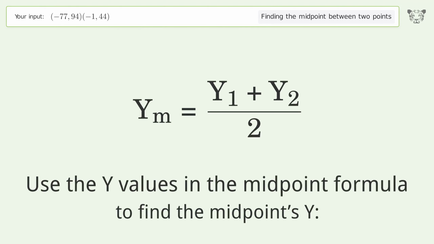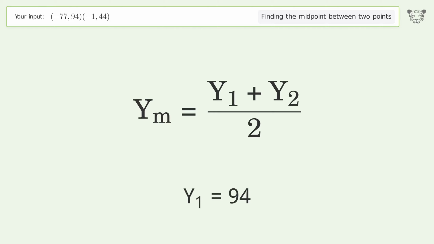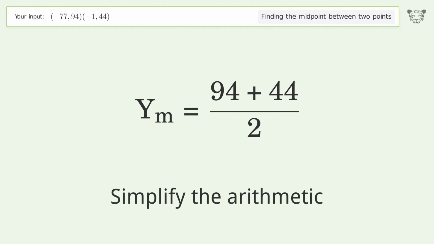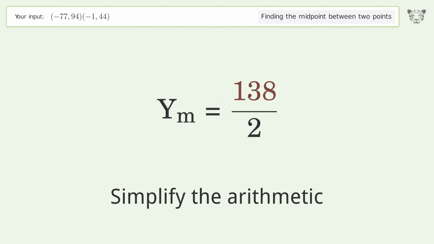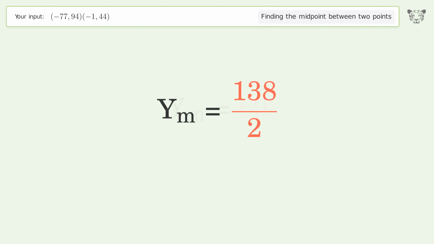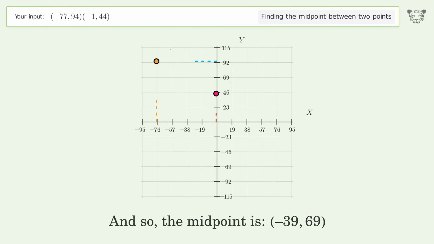Use the y values in the midpoint formula to find the midpoint's y. y1 equals 94. y2 equals 44. Simplify the arithmetic. And so, the midpoint is negative 39, 69.